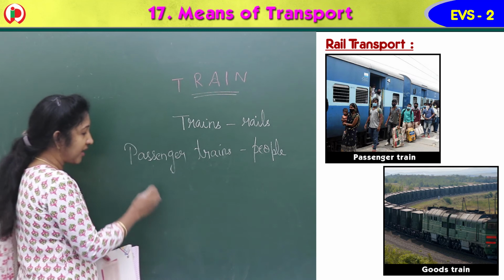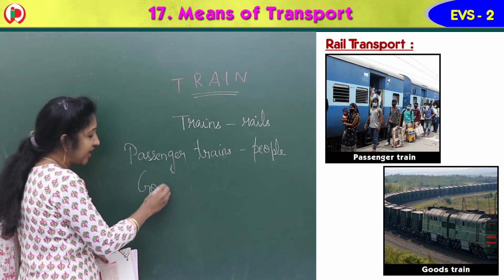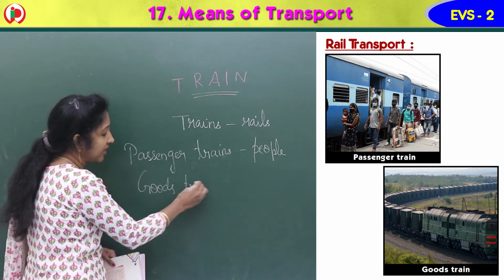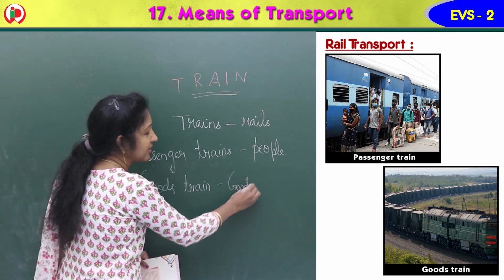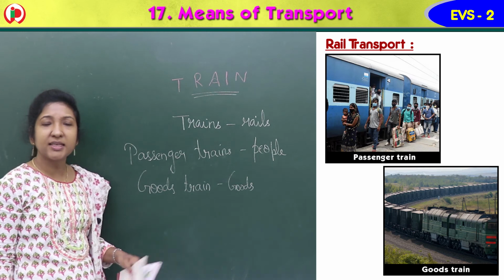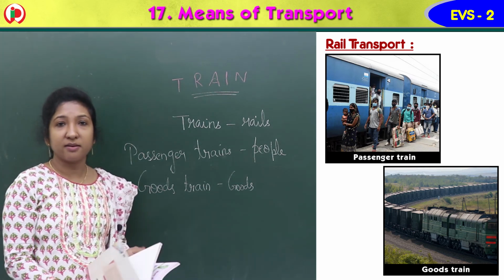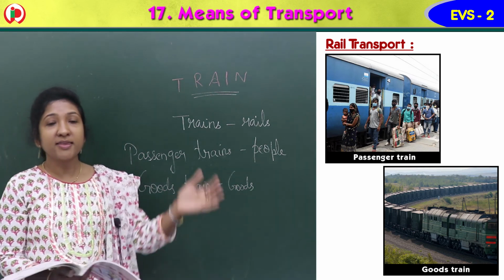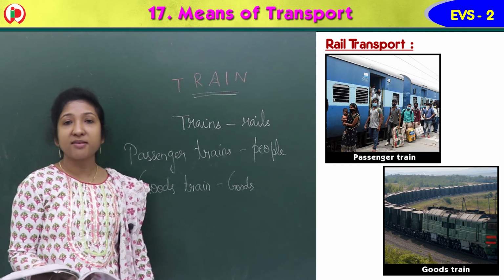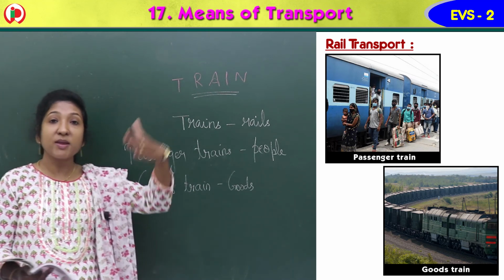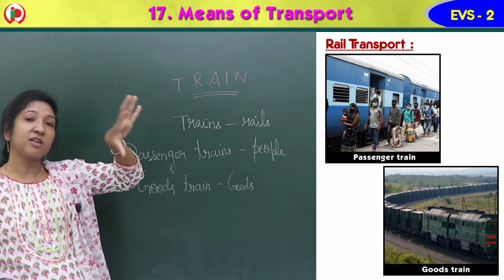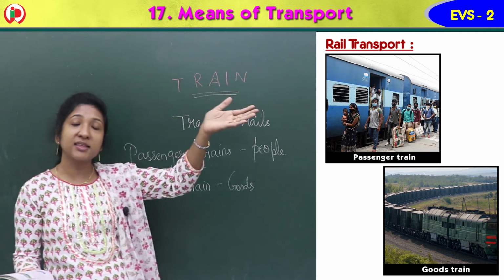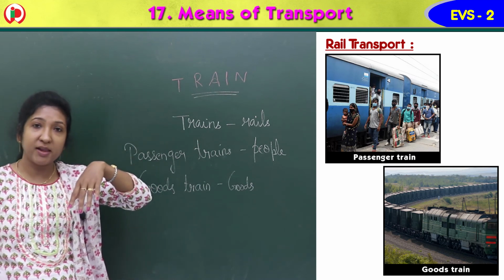There are goods trains. Have you seen a goods train? Yes, they carry only goods, things. They carry some things from one place to another. There is a difference between a goods train and a passenger train. A passenger train has many coaches. By seeing a goods train, you can understand that it is carrying goods, not people.